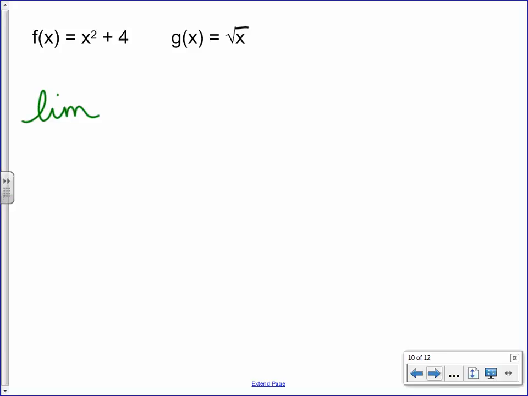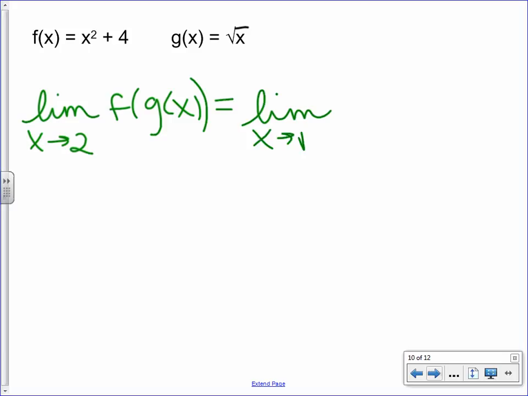So the limit as x approaches 2 of f composed with g. So what do we get when we plug 2 in for g? Square root of 2. So we're talking about the limit as x approaches square root of 2 of our function f. Okay, so we plug 2 into g to get radical 2. So now we're looking at the limit as x approaches radical 2 of our outside function, which we would do radical 2 squared plus 4.